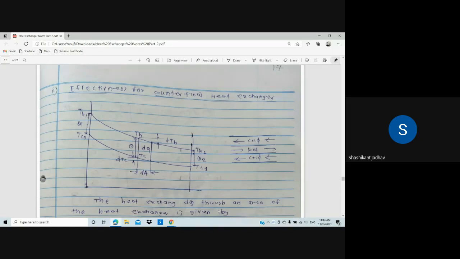Okay, diagram is over. Anyone reply to me in the chat box? Okay, so this is the graphical representation for the counter flow heat exchanger and flow arrangement diagram for the counter flow heat exchanger.